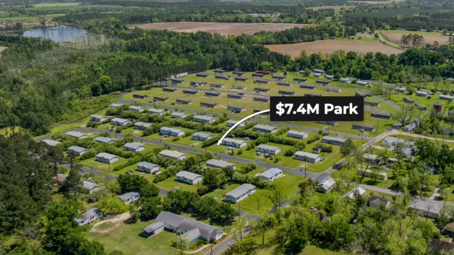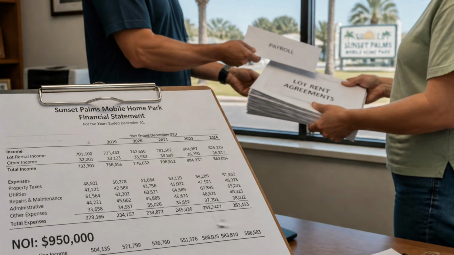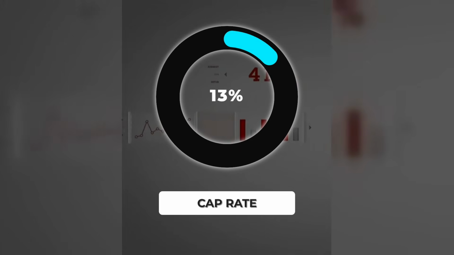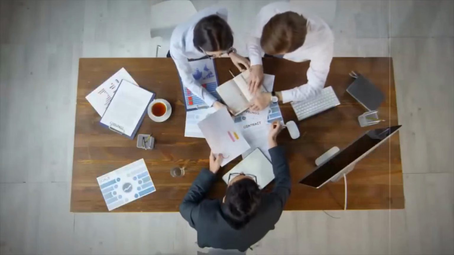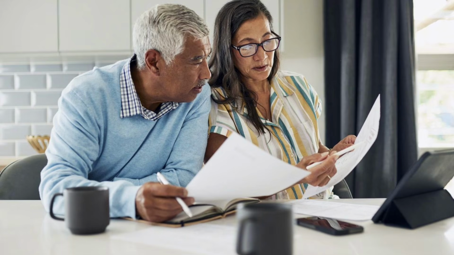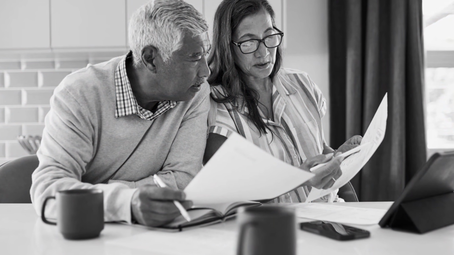The $7.4 million Sunbelt Park with 240 pads at a $650 average lot rent and 95% occupancy generates roughly $950,000 in net operating income, a 13% cap rate against the acquisition. The institutional pricing on the same asset is $12 to $15 million. The arbitrage is meaningful, and the asset can be genuinely passively managed at this scale. The entry capital requirement, however, excludes most retiring buyers from this segment.